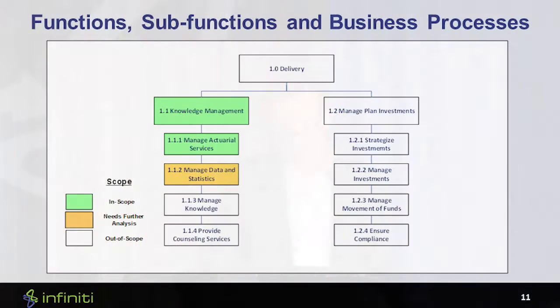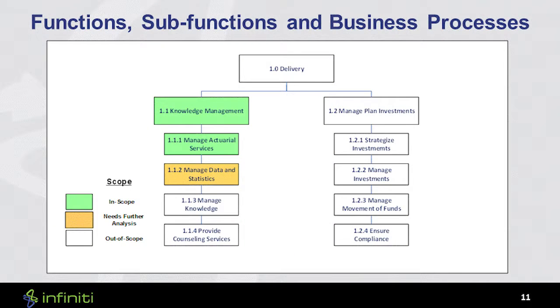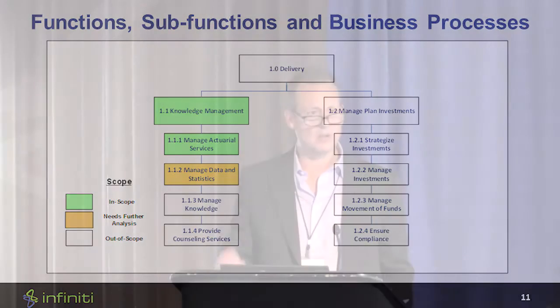And then we follow on taking each sub-function and breaking it down to all of its business processes. So on the next page, we can see we start off with the functional level, delivery, and then we have our sub-functions. In this case, we've got knowledge management, and we've got managed plan investments. Well, on the left, we know that in knowledge management, we have managed actuarial services. That's part of what's in scope of this project. Managing data and statistics, kind of, right? So we want to leave that. We want to do a modeling effort on that. So then moving on, we have managed knowledge, and we have provide counseling services.